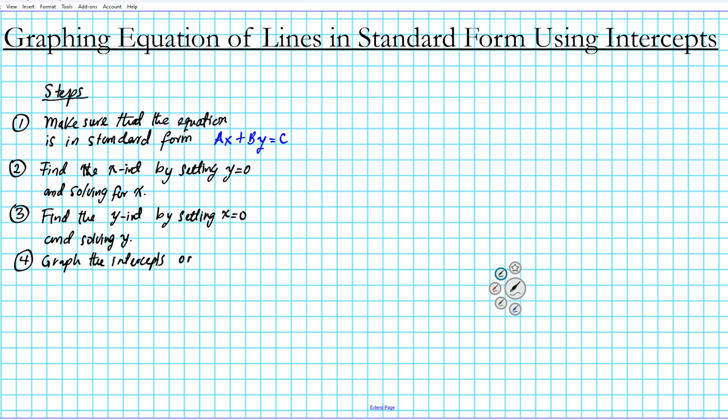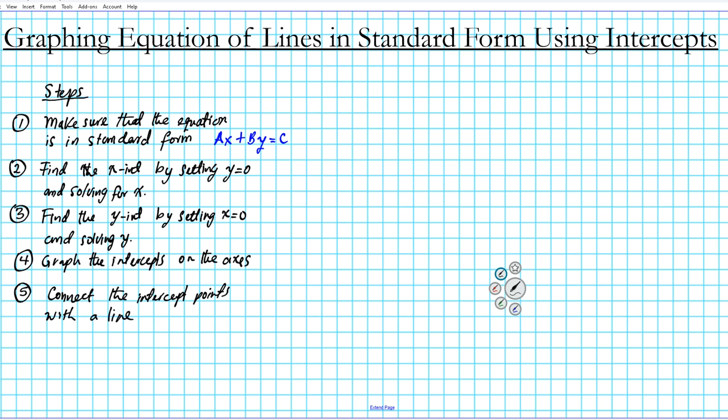Now that you have your two intercepts, you're going to graph the intercepts on the axis. The x-intercept is graphed on the x-axis and the y-intercept on the y-axis. Now you have 2 points that define a line, and you just simply connect the intercept points with a line, and you're in business.